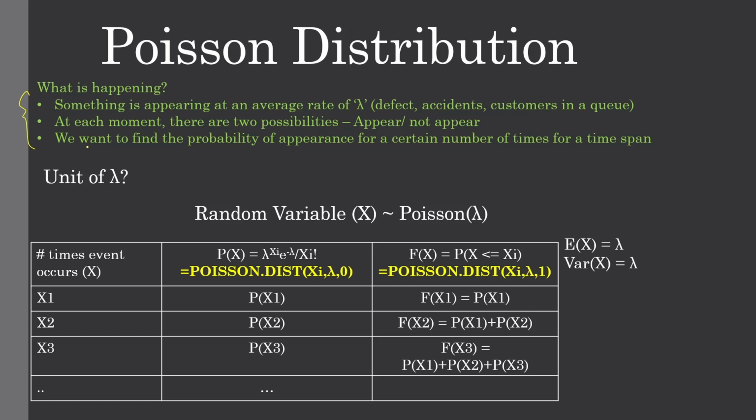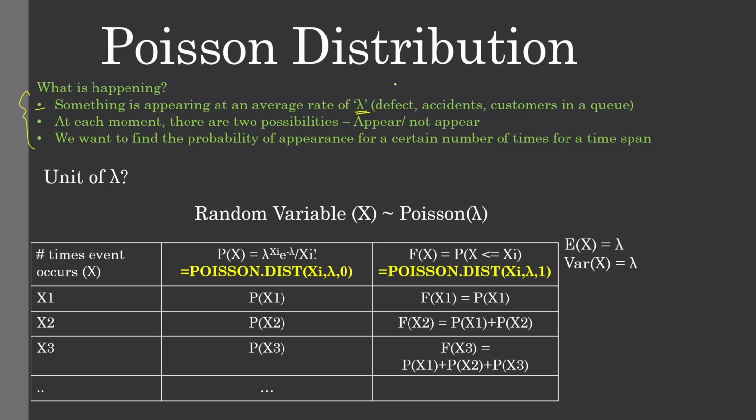So first of all, in case of Poisson distribution, suppose any problem is given to you, how will you identify that it is related to Poisson distribution? For that, this story is very important. So note this point by point. Something is appearing at an average rate of lambda. Okay, so something is appearing.